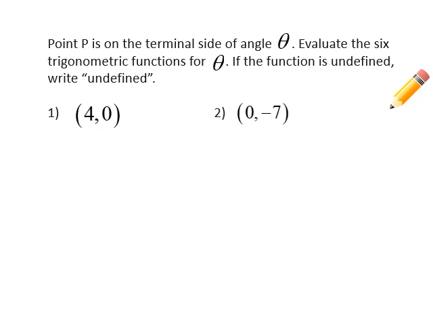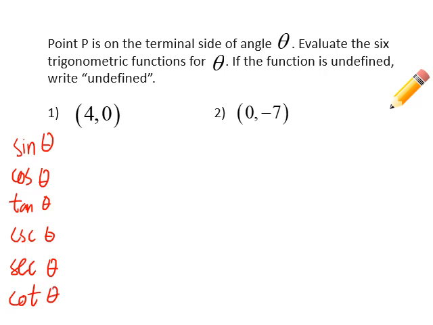Point P is on the terminal side of angle theta. Evaluate the 6 trig functions for both of these problems for their particular angle. If the function is undefined, we will indicate as such. So let's write our 6 trig: sine, cosine, tangent, cosecant, secant, and cotangent, given those ratios that we wrote down on the previous slide.